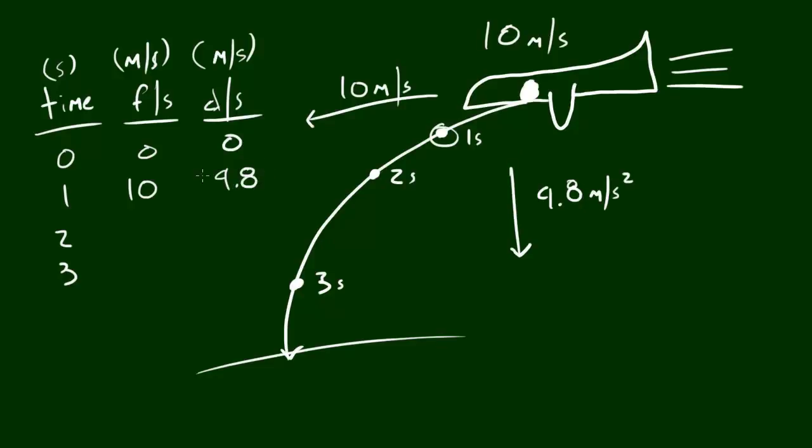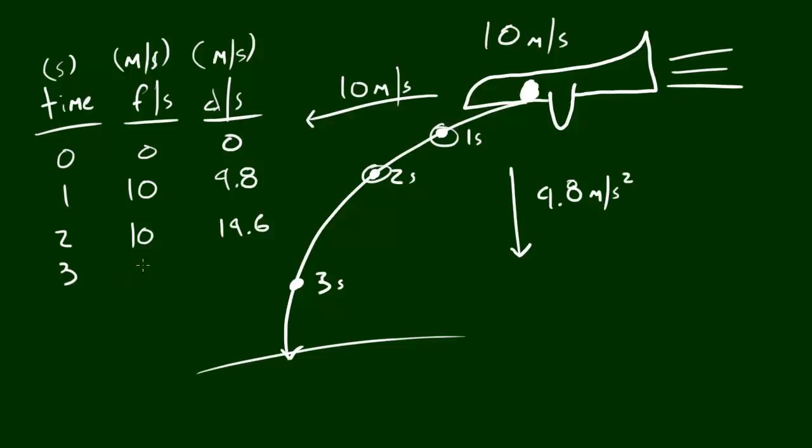Now, at second number 2 right here, there is no extra force causing this watermelon to accelerate. So therefore, the forward speed is still going to be 10 meters a second. However, whenever you have gravity as a force, you have an acceleration. So after 2 seconds, if you remember from like 2 tutorials ago, it's now going to have a speed of 19.6 meters per second downward.